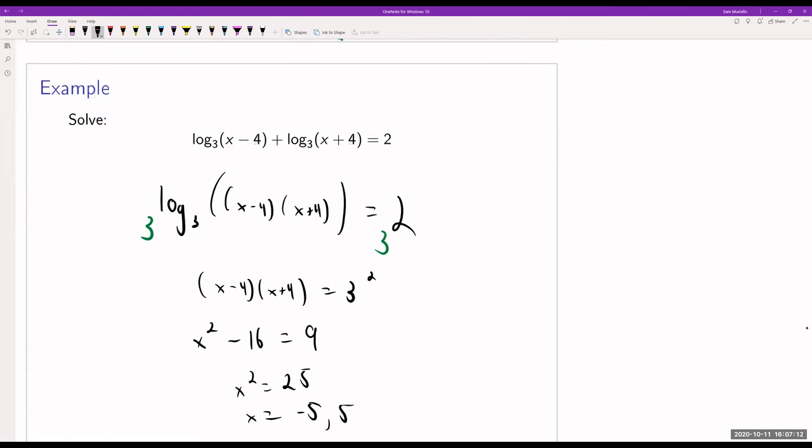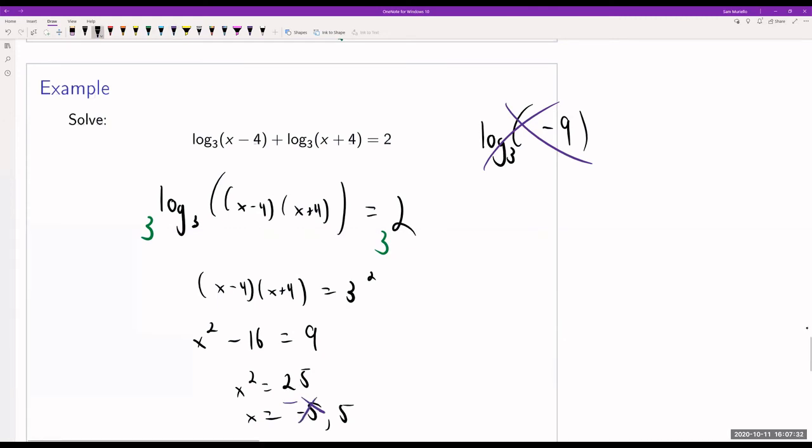Once again, we'll need to plug these back into the original. If I were to plug in negative 5, then I would get log of negative 5 minus 4, which would be negative 9, which is a big no-no. So that's out, and that's out.